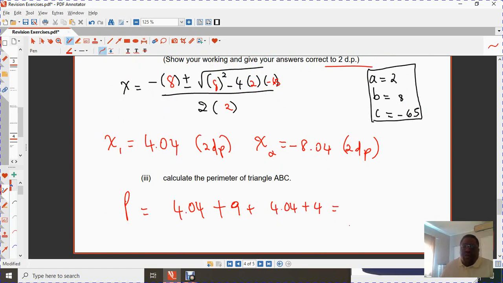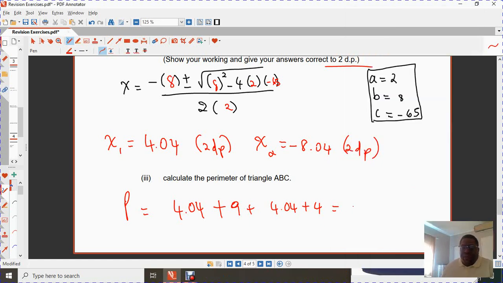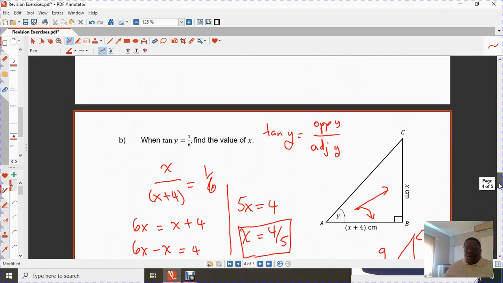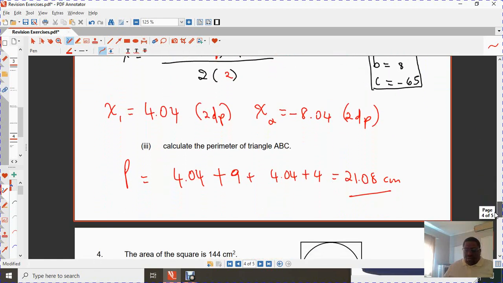The whole thing here should be in centimeters. So grab your calculator and work it out. 4.04 plus 9 plus 4.04 plus 4, it's about 21 point something, 21.08. So 21.08 centimeters. That will be the perimeter. We just want to make sure everything is in centimeters.